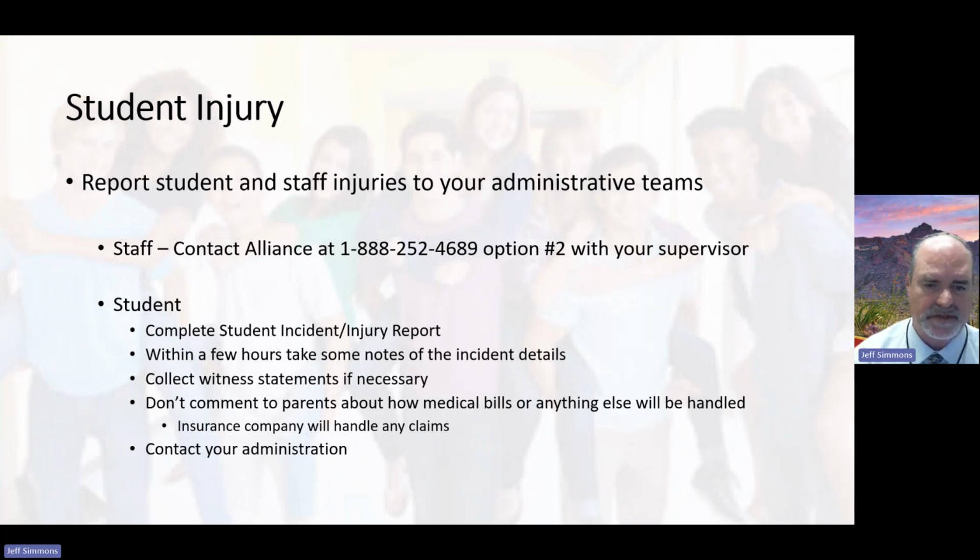Our insurance company, the trust, deals with about 200 school districts across the state of Arizona, and that's all they do is school districts. They know the types of activities we're involved in. They will take care of and answer all those questions, and want to, so you don't have to say anything. They will refer to the insurance company and they will contact you. Contact your administration so they know what's happening, and then they'll send the information over to the district office and we'll get it to our insurance team so they can handle it.